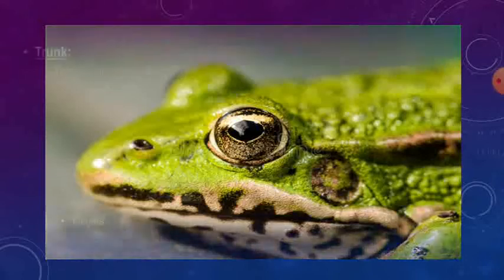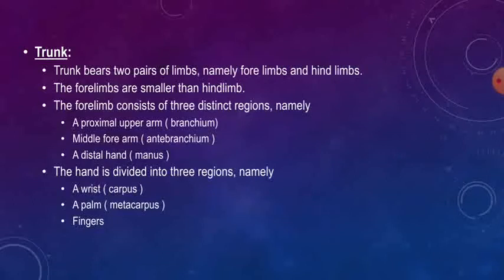Now next let us know about the trunk. The trunk bears two pairs of limbs, namely hind limbs and forelimbs. The forelimbs are smaller than the hind limbs. That means hind limbs are larger than the forelimbs.